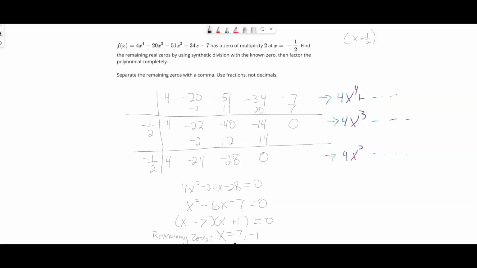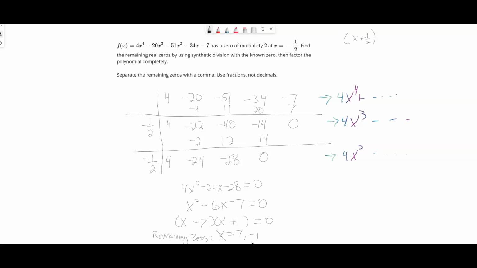They said use fractions, not decimals. Separate the remaining zeros with a comma. Okay, great. And these are whole numbers, which are a form of fraction. You don't have to write the over 1, but that's essentially the use fractions, not decimals.